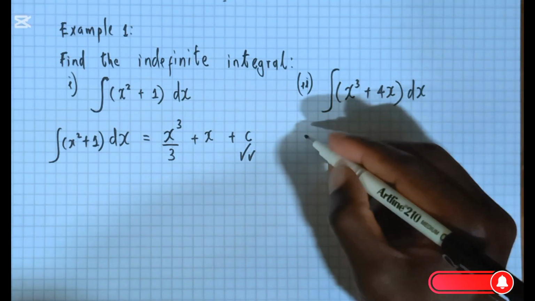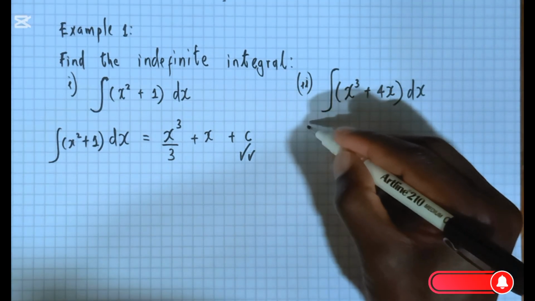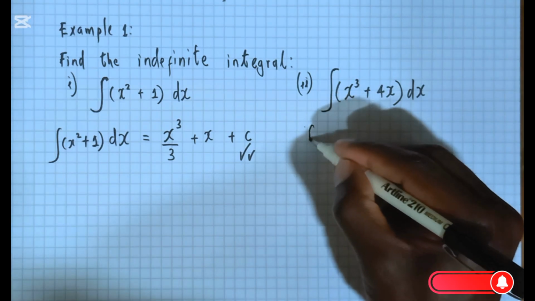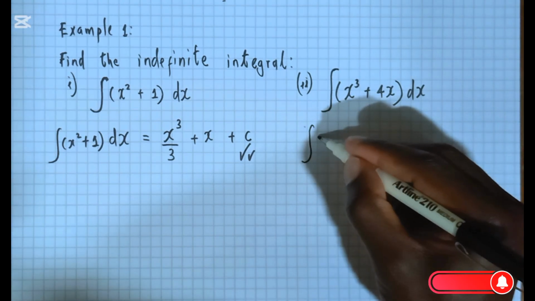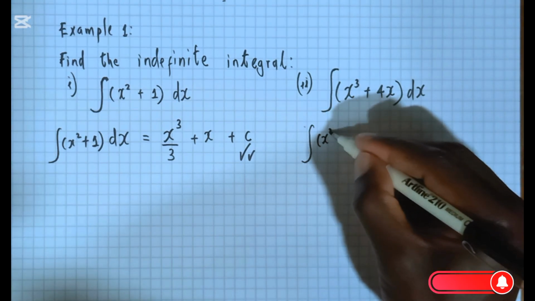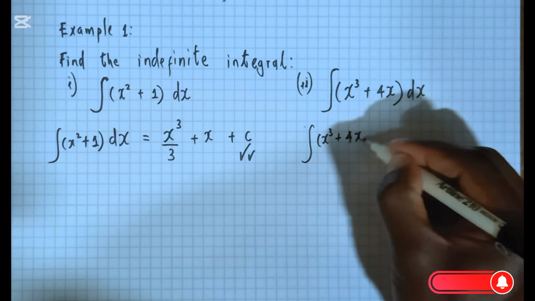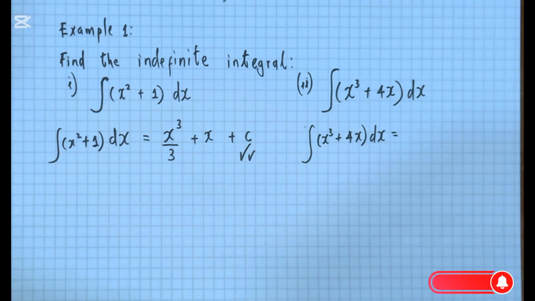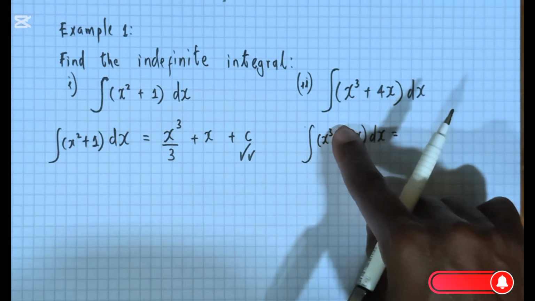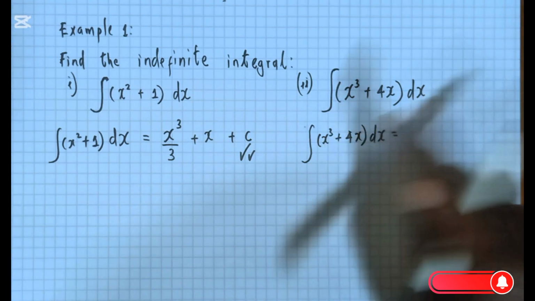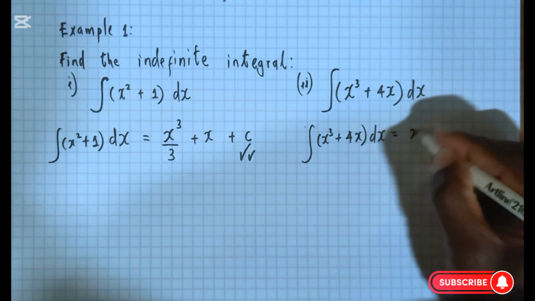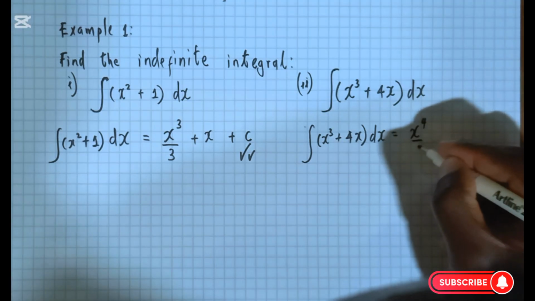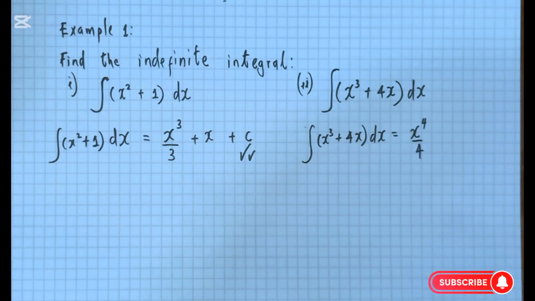All right, so for the second example, of course, we are trying to find the integration of x cubed plus 4x with respect to x. So this basically means that you're going to add 1 to the power of x here, which is 3. So that's going to be x raised to 4 divided by 4. Whatever we have in the index, we shall divide the whole term with.